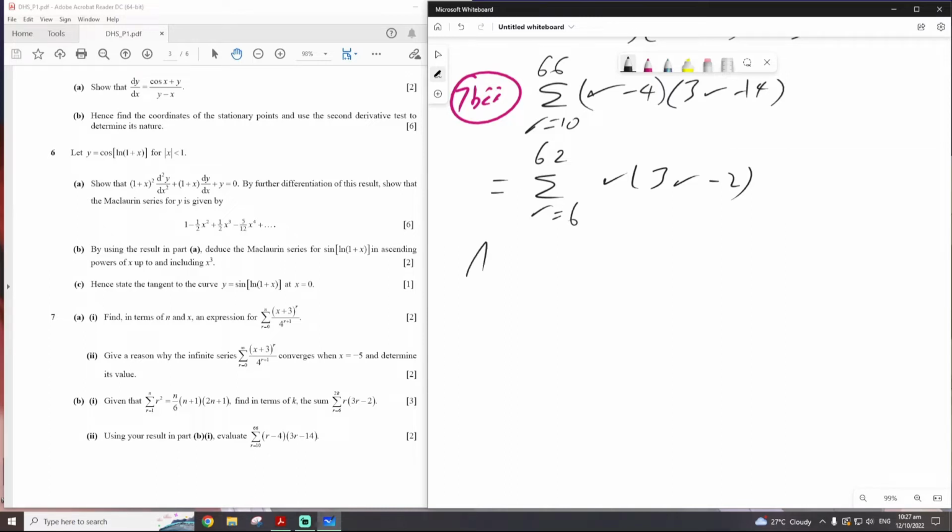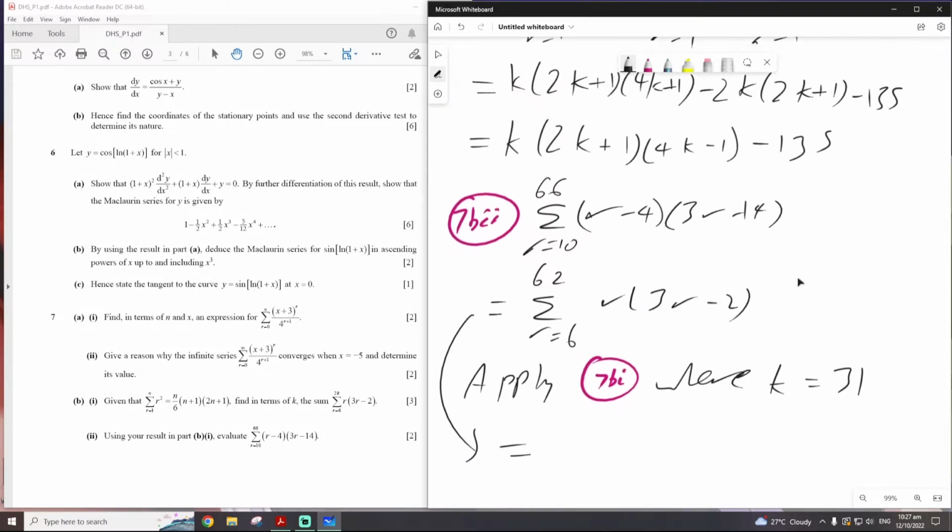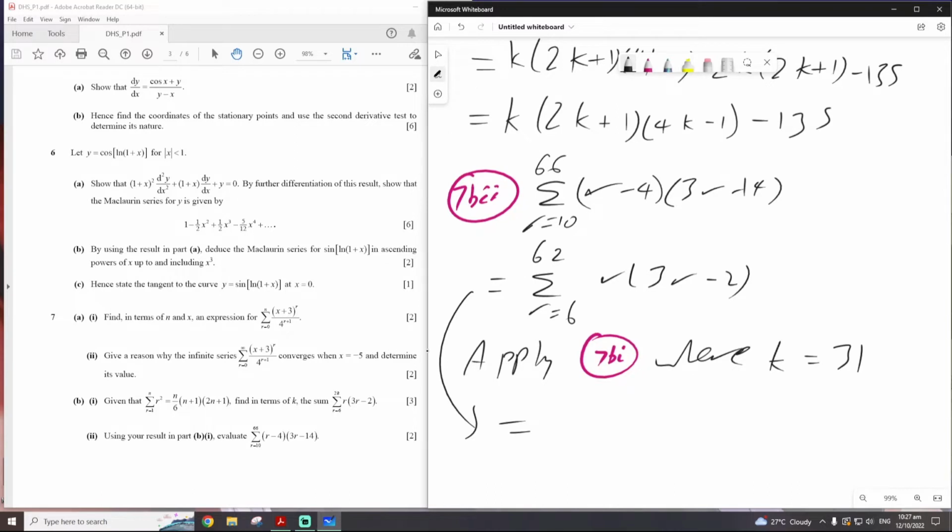Then you can apply the result from 7b part 1, where it was summed up to 2k, right? k equals to 31. So this is equals to 31 times 63 times 123 minus 135.